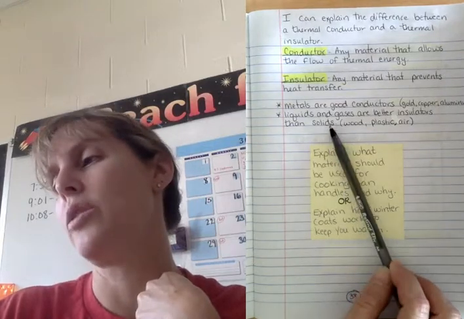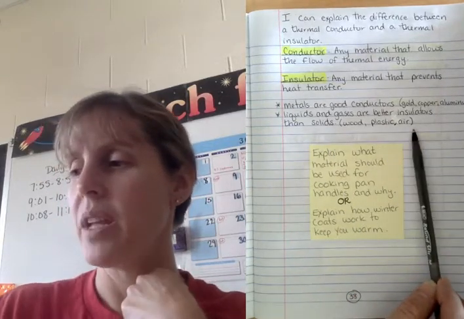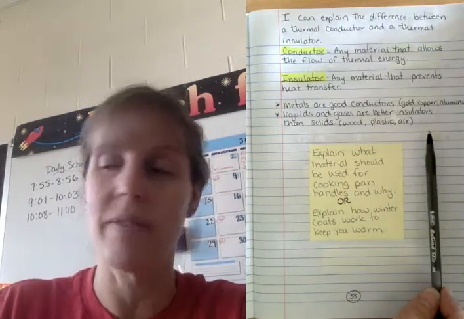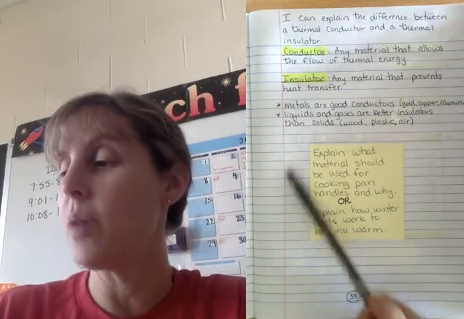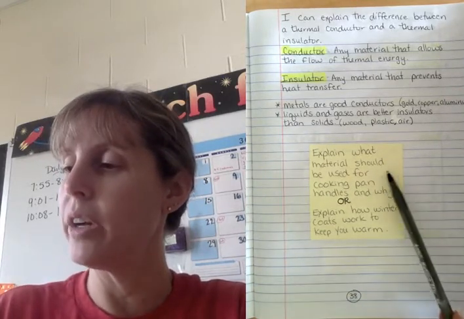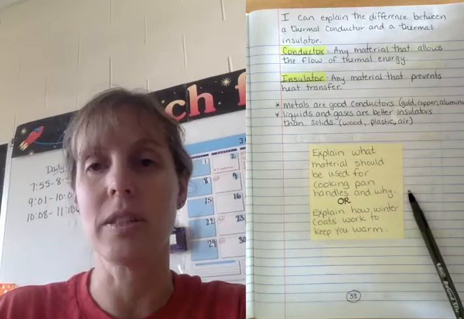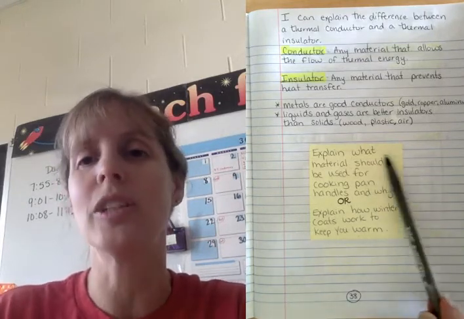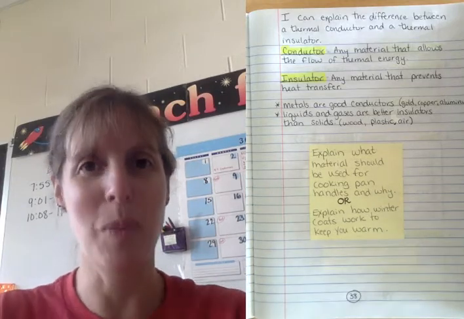So good insulators would be wood, plastic, and air. Today, you're going to look at insulators and how they work. You're going to watch a quick video, and I want you, right here on page 38, to explain what materials should be used for cooking pan handles and why, or explain how winter coats work to keep you warm.